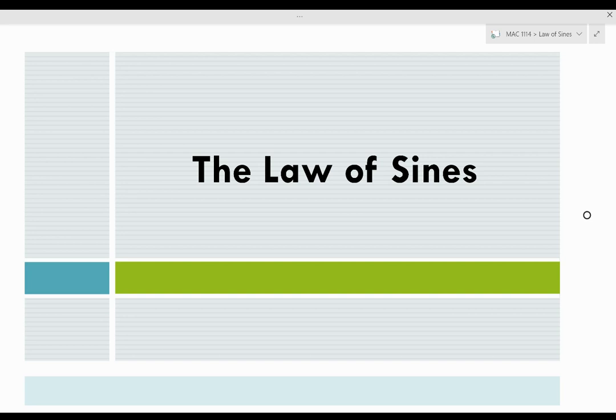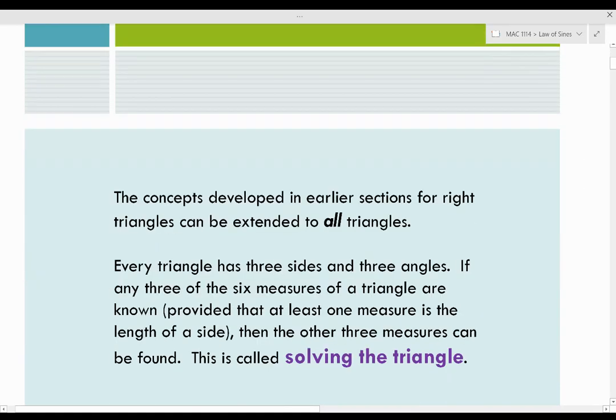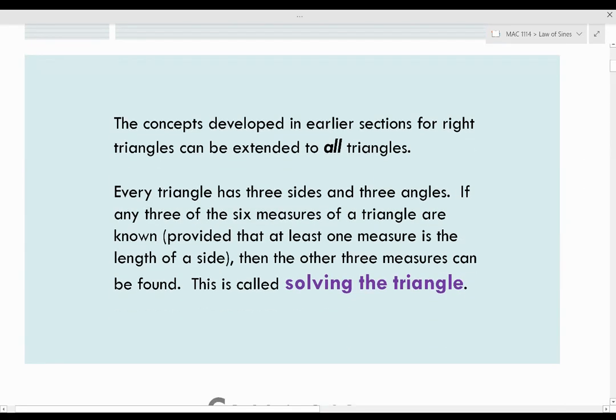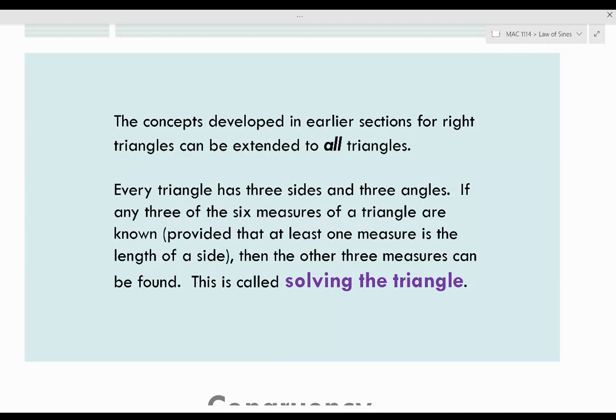Hey you guys, in this section we're going to be talking about the law of sines. In previous sections, we have solved triangles. If you don't remember what it means to solve a triangle, it means that you solve for all three sides and you solve for all three angles.